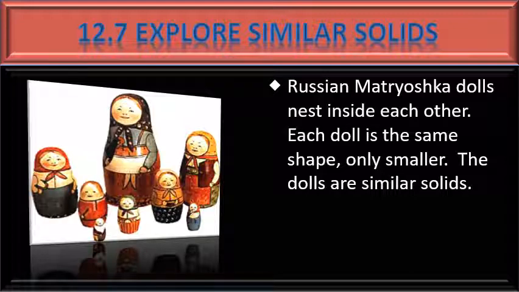Russian Matryoshka dolls nest inside each other. Each doll is the same shape, only smaller. The dolls are similar solids, same shape, different size.